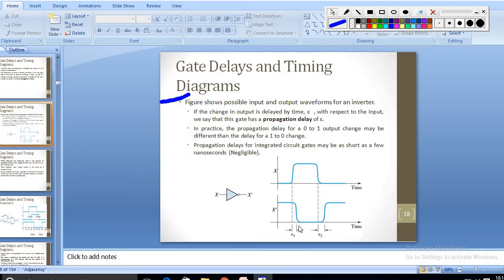In practice, the propagation delay for a 1 to 0 output change and a 0 to 1 change will not be the same. It depends on the respective change, and that nanosecond is there, a small propagation delay while changing the input, so that should be negligible in quantity. This is exactly the idea.